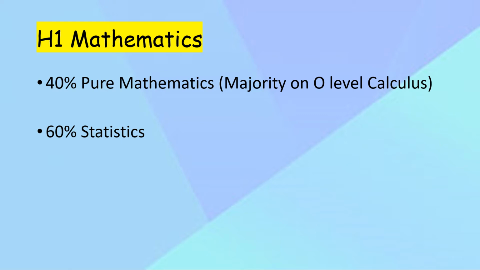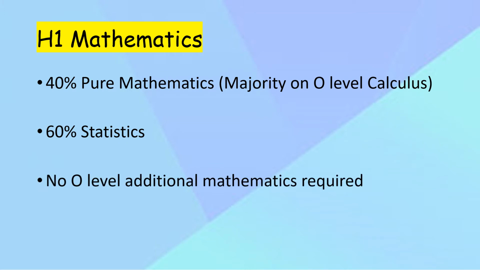And the remaining 60% will be all on statistics. Probably in the O level or the IP year 3, year 4, you will have learned some basic statistics, like some basic probability. So we are going to build on that with more advanced topics. H1 mathematics doesn't require any additional mathematics background because the students are going to learn them again at the H1 level. Like what I mentioned earlier, if you have taken additional maths before, it's a very huge advantage for you.